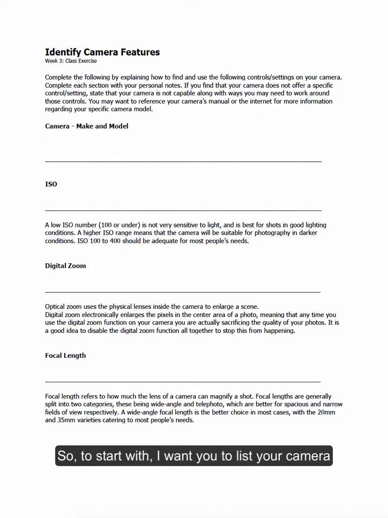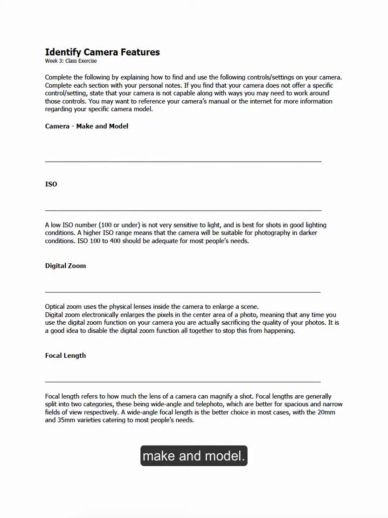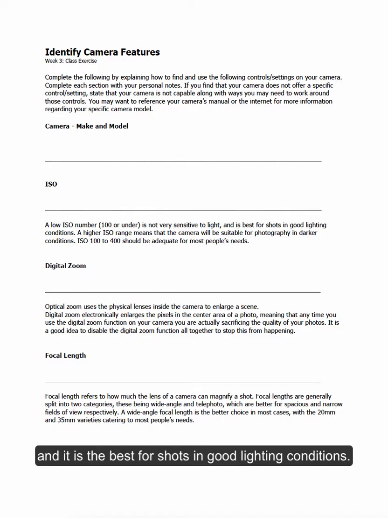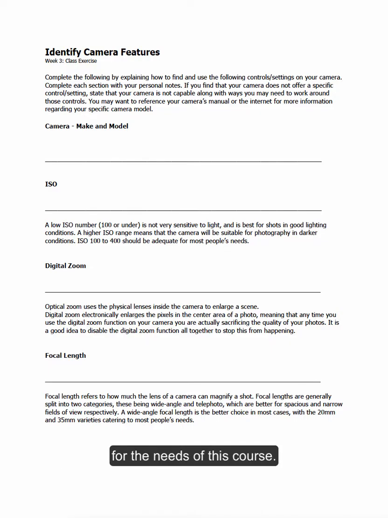So to start with, I want you to list your camera make and model. I want you to list the ISO ranges. Remember, a low ISO number, like around 100, is not very sensitive to light, and it is the best for shots in good lighting conditions. A higher ISO range means that the camera will be suitable for photography in darker conditions. So I would assume that you have an ISO around 100 to 400, and that should be adequate for the needs of this course. Some of you may have a much, much higher ISO.